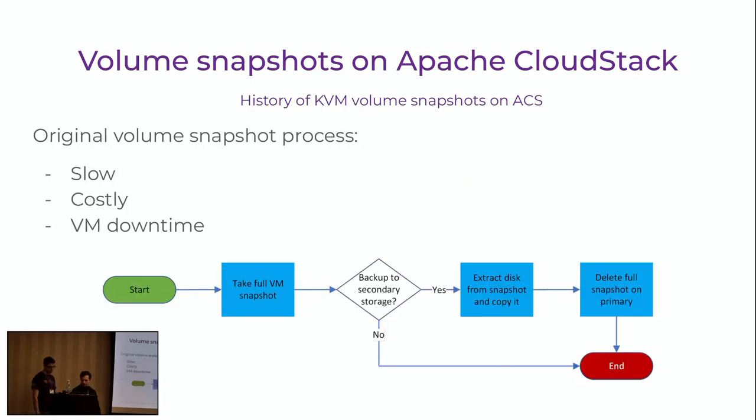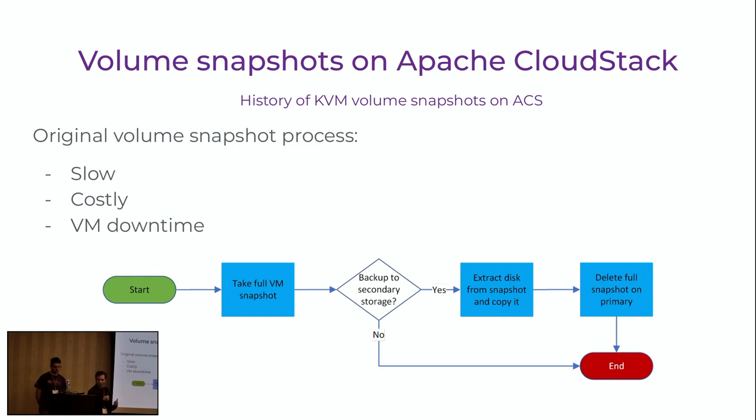So how does it work on an implementation level? Well, the original implementation used full VM snapshots, which meant that the memory of the virtual machine would be saved, and also all of the volumes would be saved instead of just the one that we needed. So this process was long, it was costly in terms of storage, it also created downtime, because while we are saving the virtual machine memory, we actually have to freeze it.